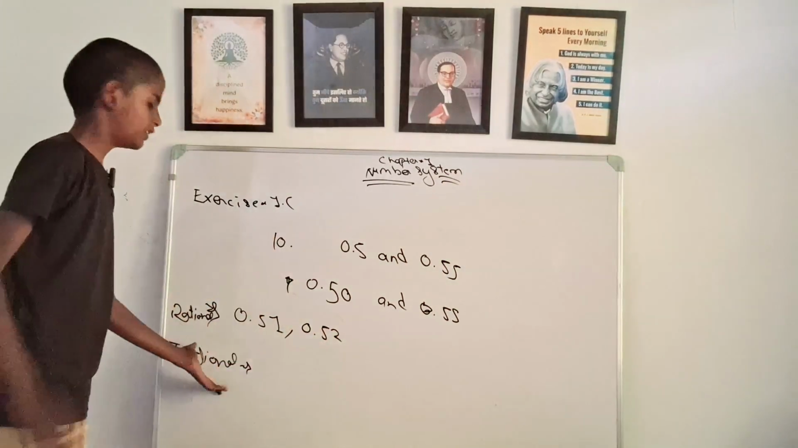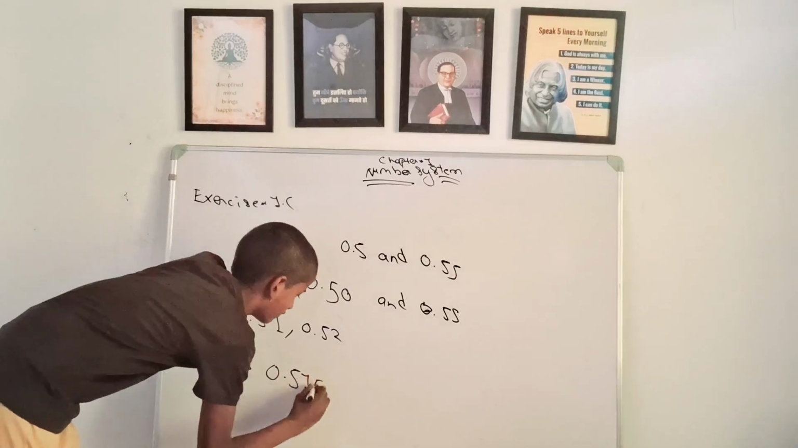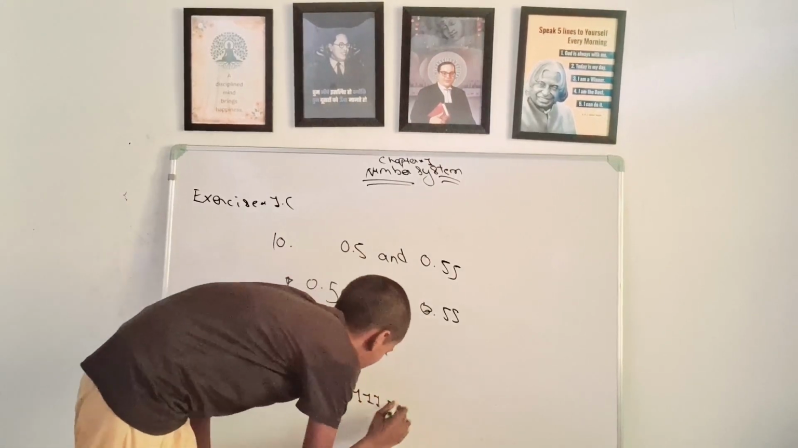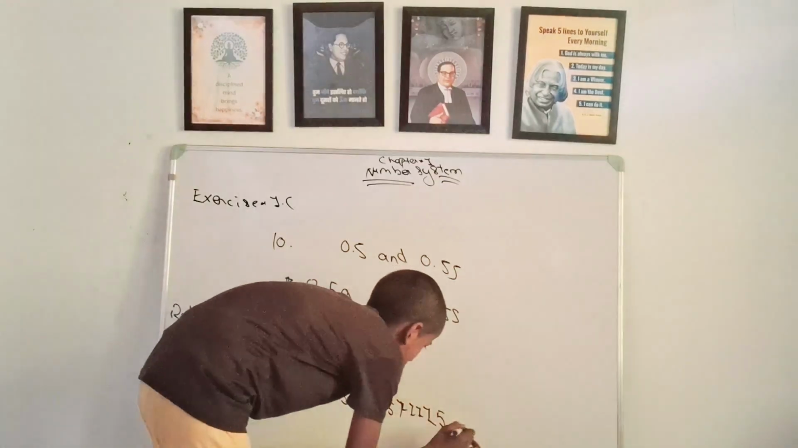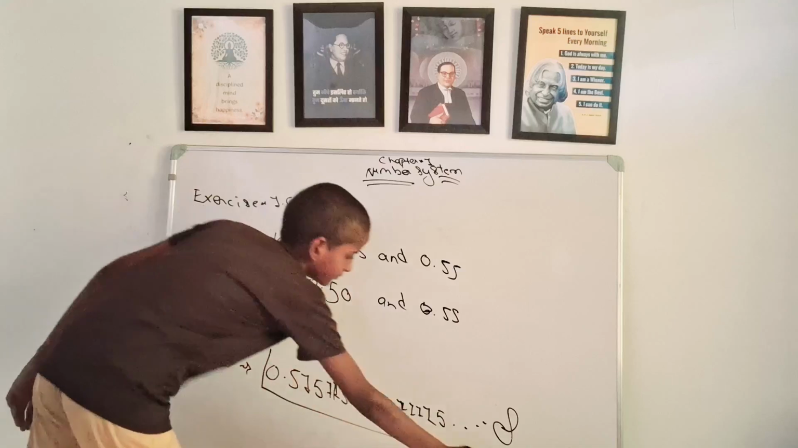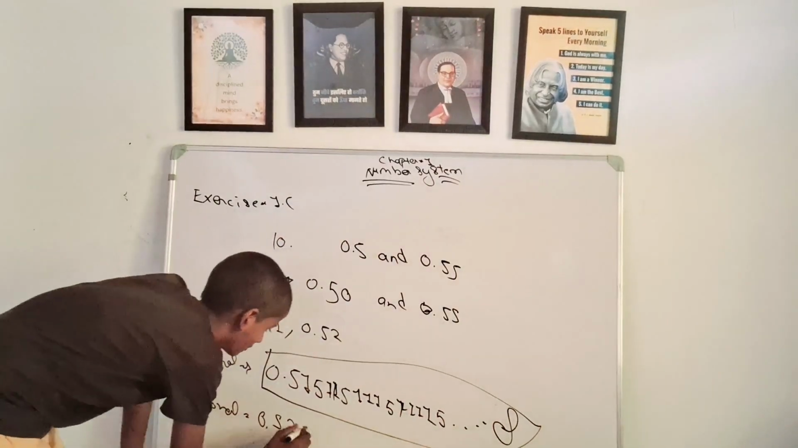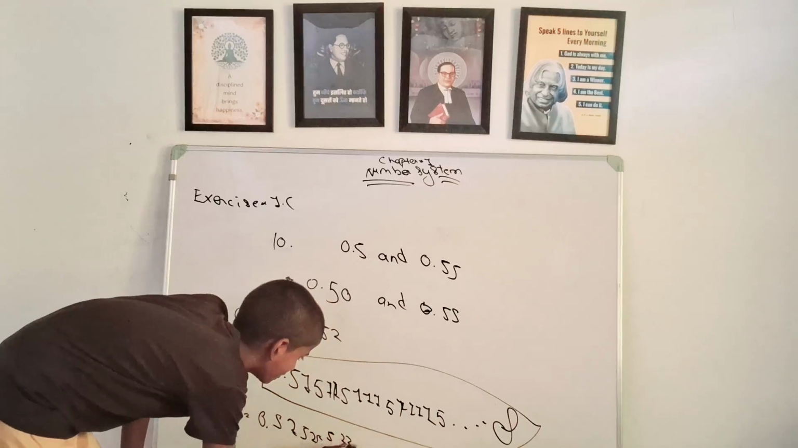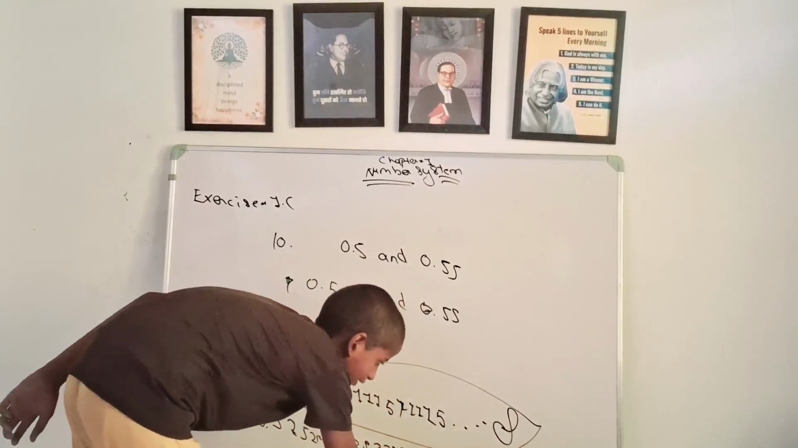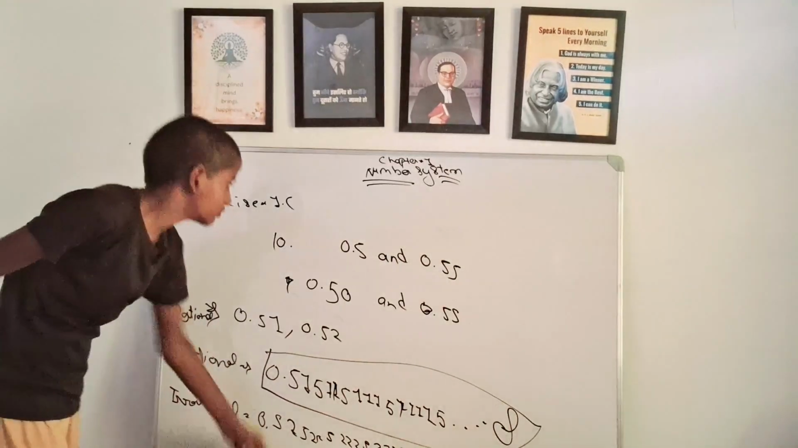So let's start with irrational numbers. The first is 0.51, then 0.511, 0.5111, 0.51111, and so on, infinite. The second irrational number is 0.52, 0.522, 0.5222, 0.52222, and so on, infinite. There are infinitely many, but we can find only 2 numbers. This question has also been solved.